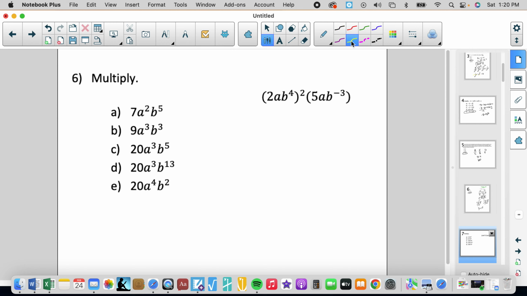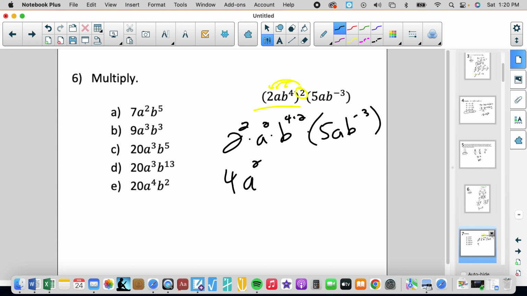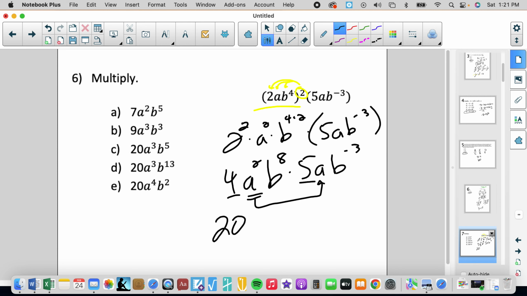So we see that we have to simplify this exponent first. We can distribute that into the parentheses. This is the only time we can distribute across multiplication. We get 2 squared, a squared, b to the 4th times 2. When you have a power of a power, you multiply the exponents. That's going to be 4a squared b to the 8th times 5ab to the negative 3rd. Coefficients with coefficients, like variables multiplying, we add their exponents. So we get 20a to the 3rd, b to the 5th, or c.